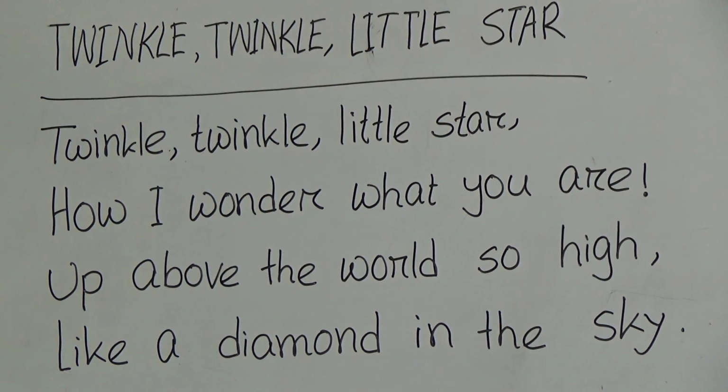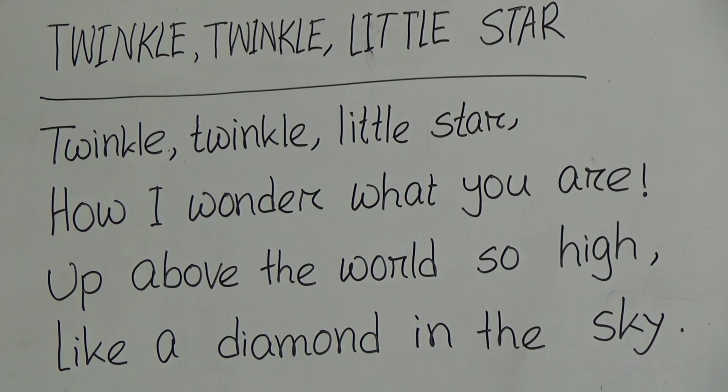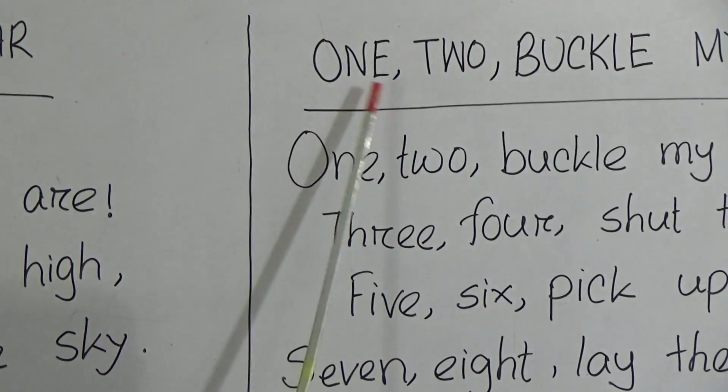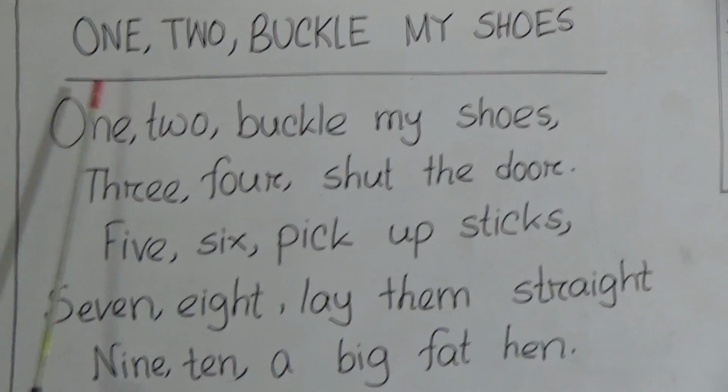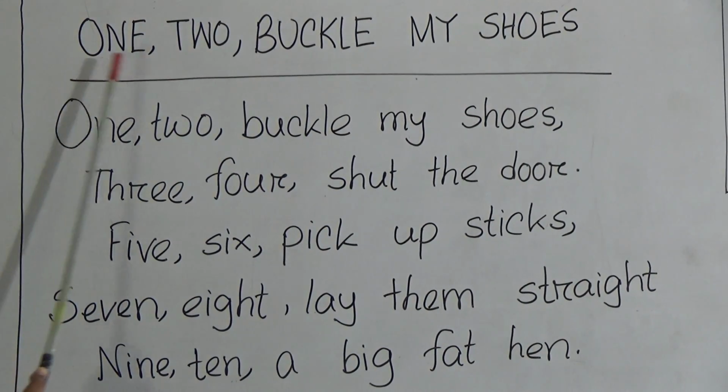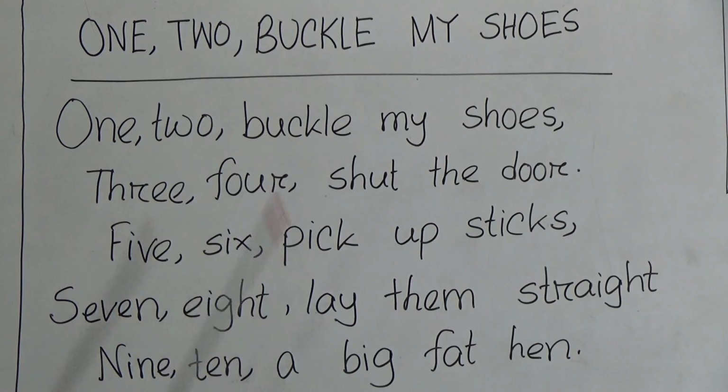Students, you don't need to write these rhymes. You have to learn it orally. Now the second rhyme: 1, 2, buckle my shoes. This is the rhyme's title, 1, 2, buckle my shoes. So now let's start the rhyme.